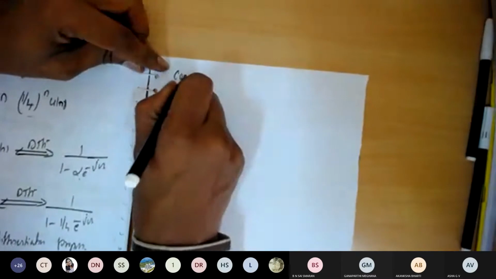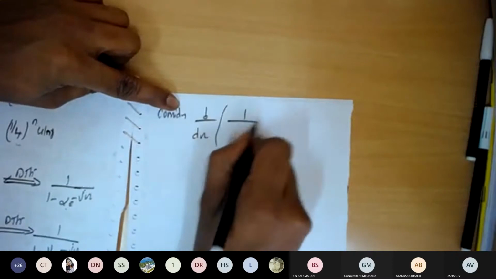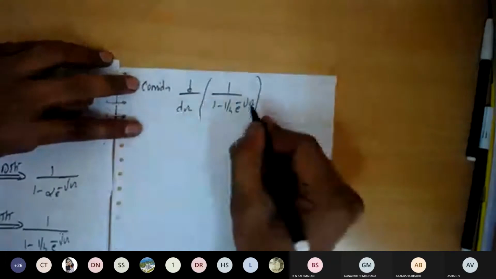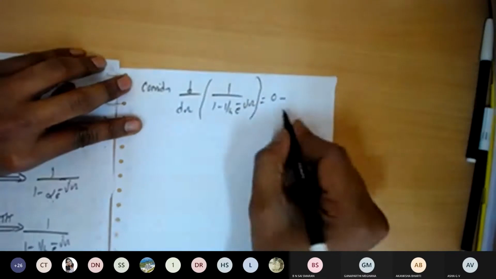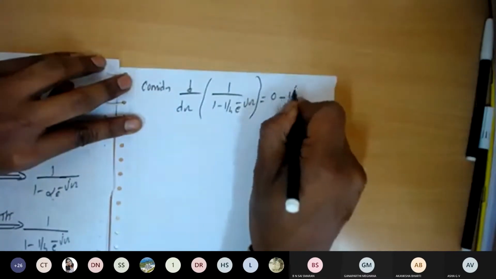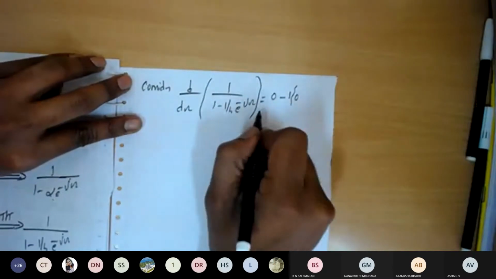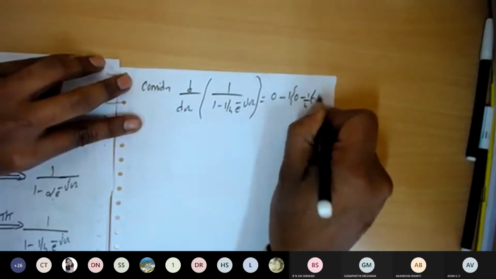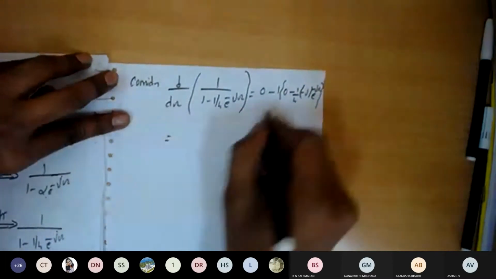We'll substitute in this formula. So we'll consider the differentiation of 1 divided by 1 minus 1 by 4 into e to the power of minus j omega. Let us apply the u by v formula. The differentiation of the numerator is 0 because it's a constant 1 here. And the differentiation of the denominator: the differentiation of 1 is 0, and the differentiation of e to the power of ax is a into e to the power of ax. So minus into minus will become plus here: minus 1 by 4 into minus j into e to the power of minus j omega.